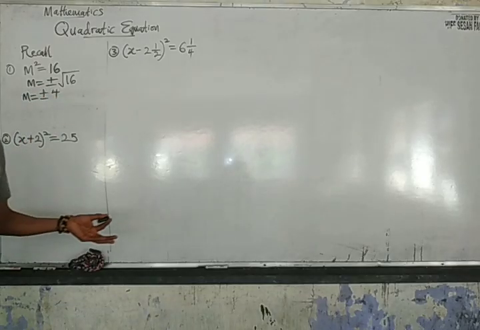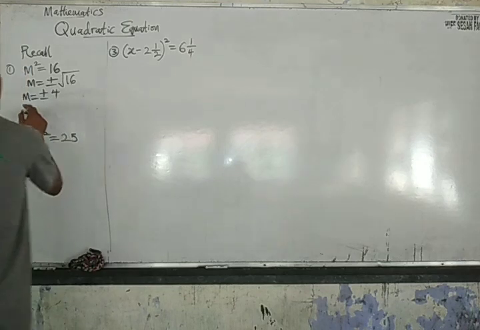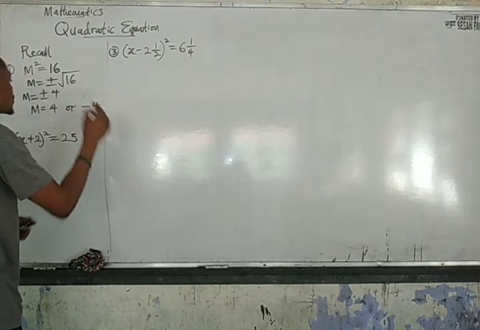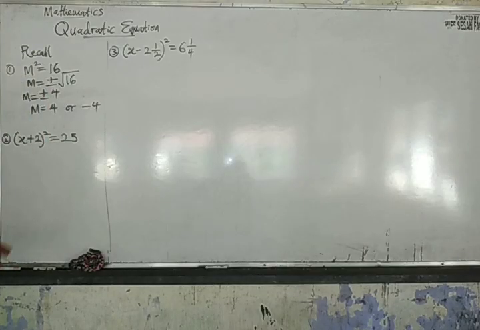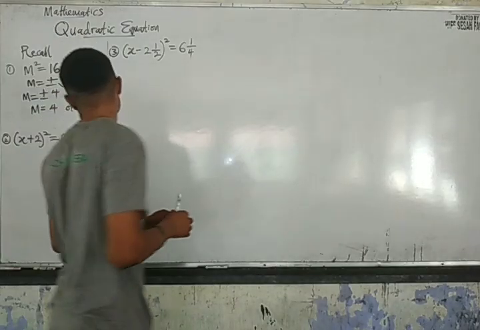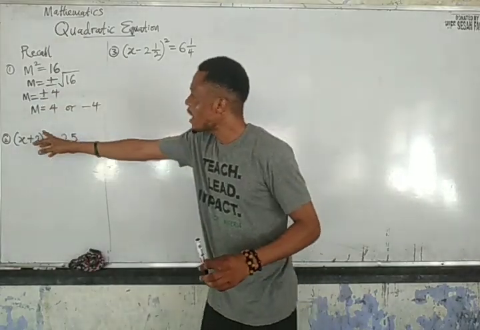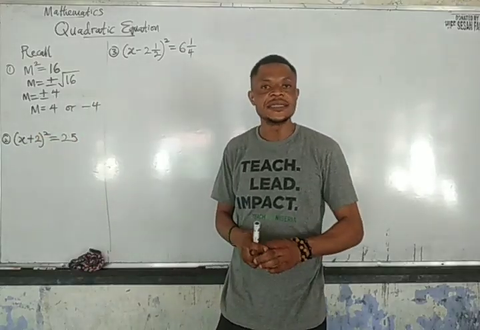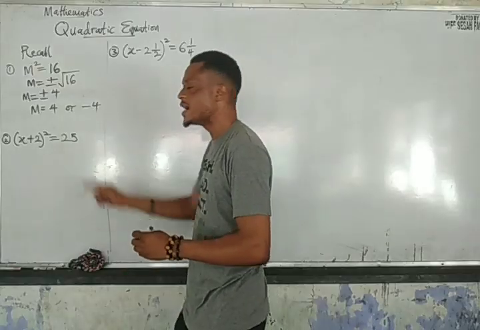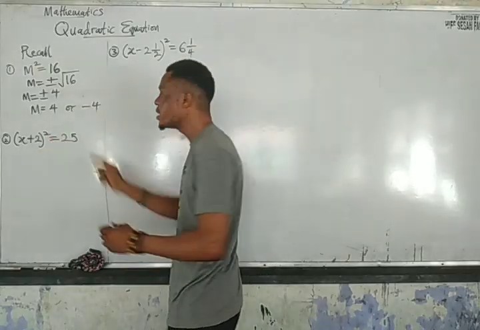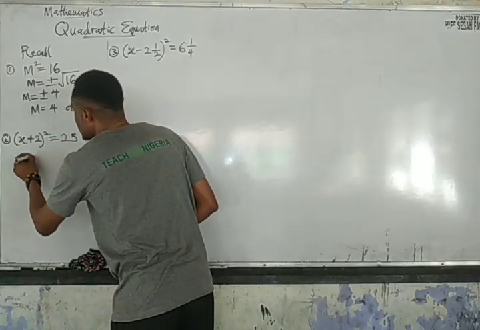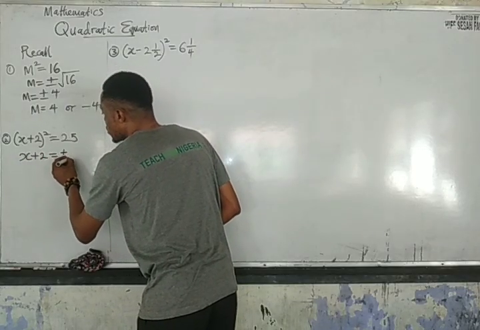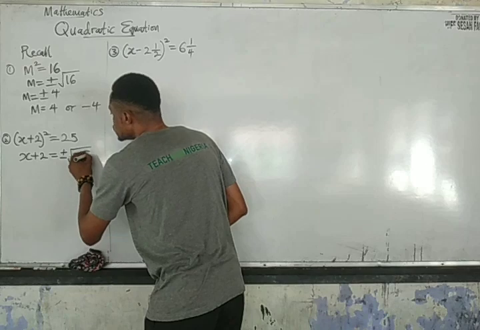So, we can now say our m is equal to plus or minus 4. And to break this down, we can also say it is 4 or minus 4. That is about that. Now for the second one here. In order to remove the square here, we are going to square root both sides. And by the time we square root both sides, the square root will cancel the square here. We will be left with x plus 2 equal to plus or minus the square root of 25.